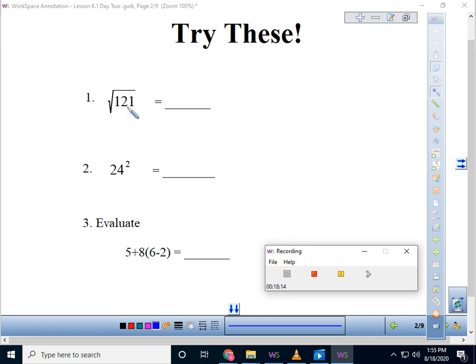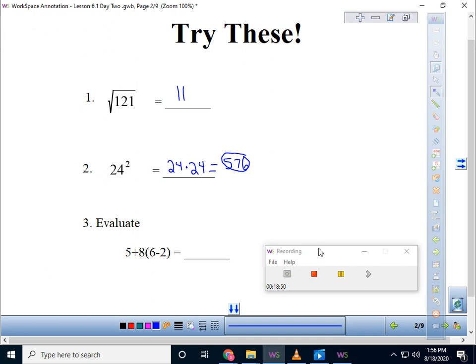Well, looking back at your chart that you made that I said was going to be very important, if you look at the square root of 121, well, what number times itself equaled 121? Well, that was just 11. And when you look at 24 squared, which is 24 times 24, when we write it out longwise, what was the answer to 24 times 24? Well, the perfect square of 24 times 24 is 576. So that was our answer there, 576.